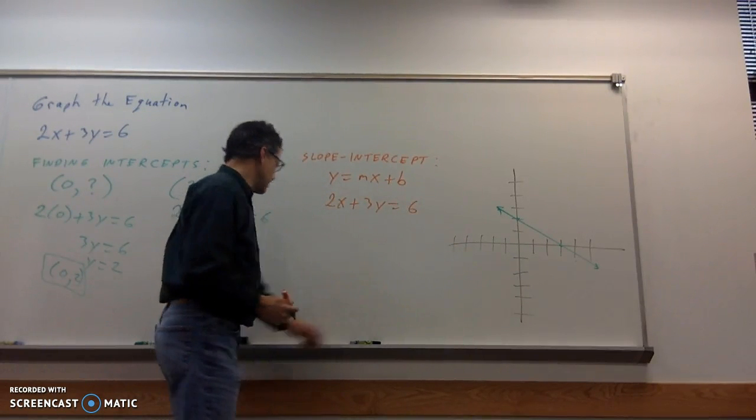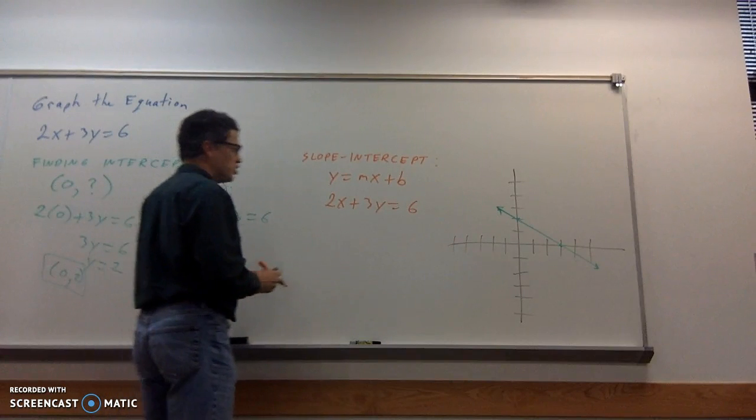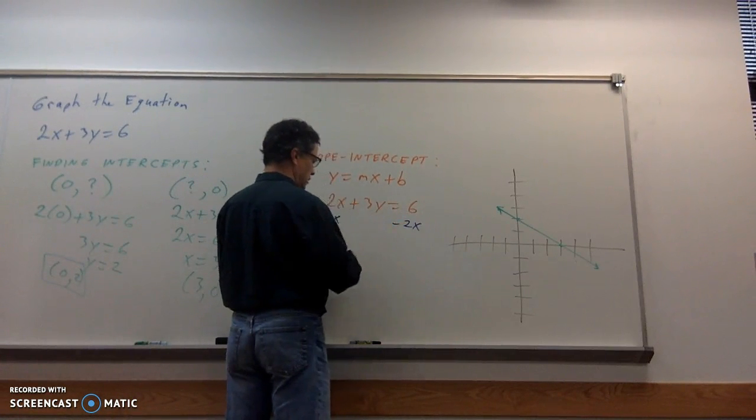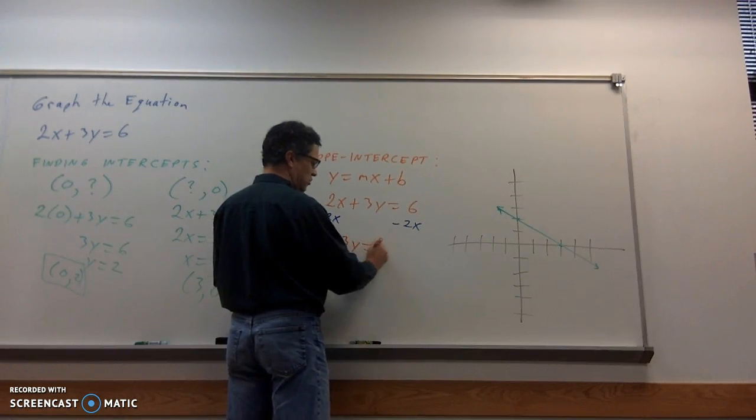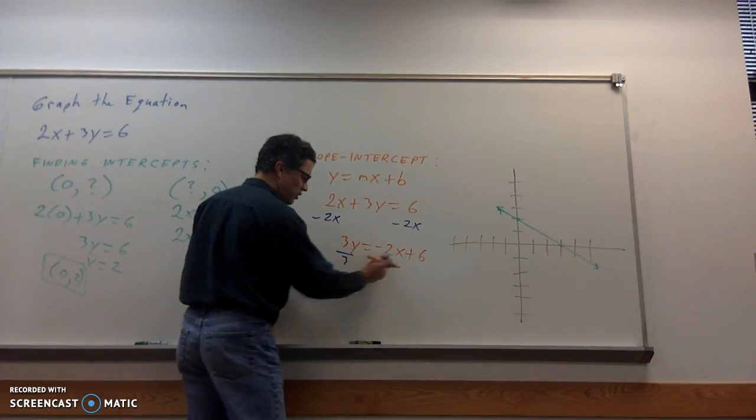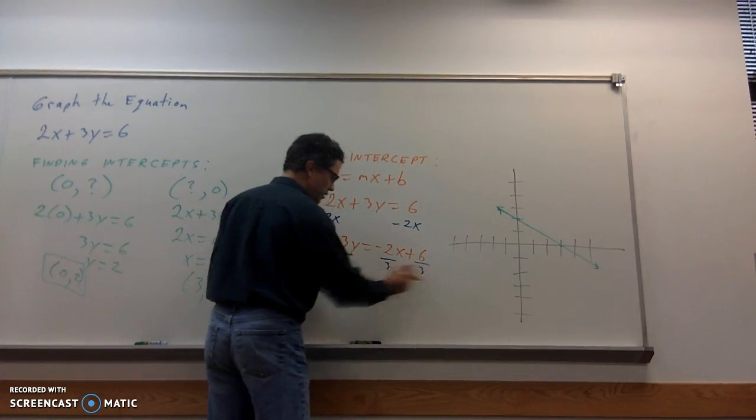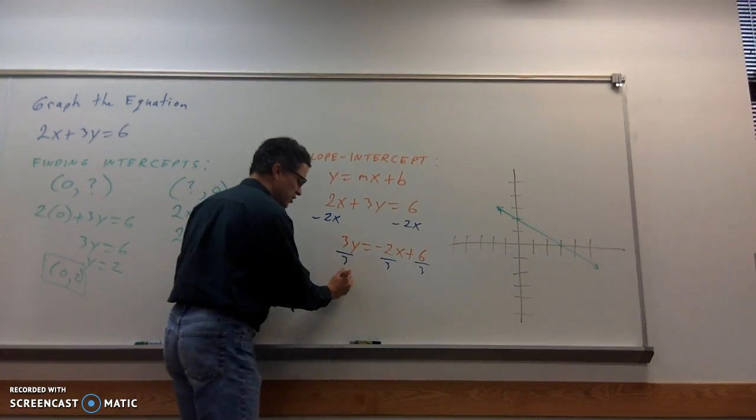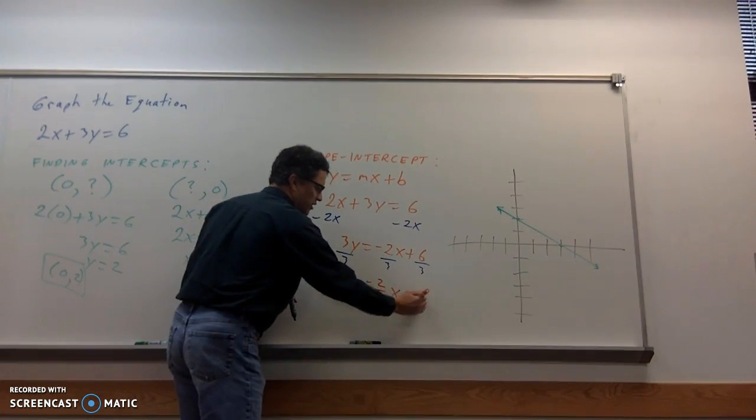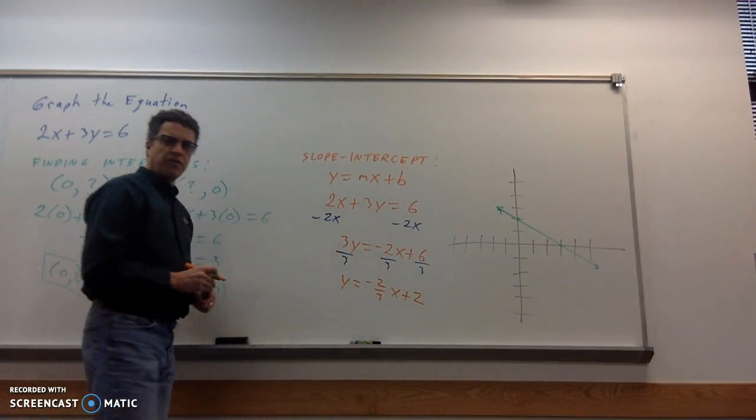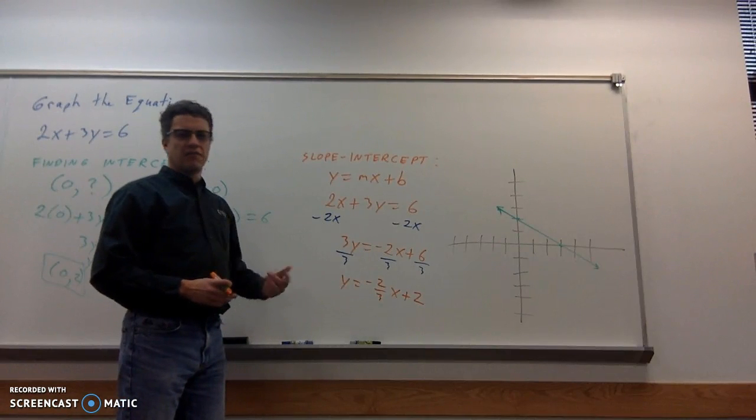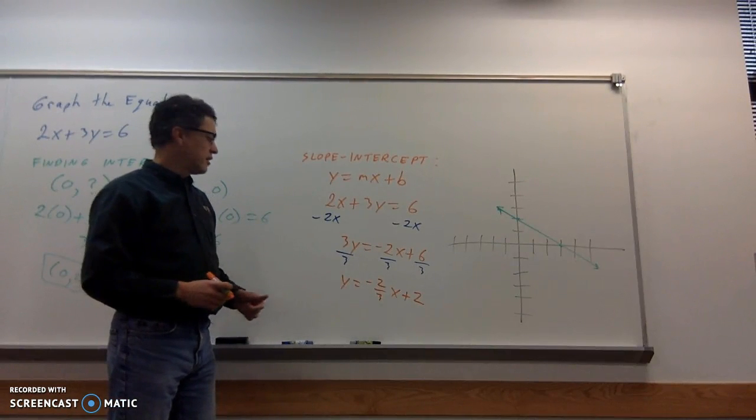We're going to subtract 2x from both sides. So 3y equals negative 2x plus 6. Now we'll divide by 3 everywhere, in all three terms. So y equals negative 2/3 x plus 2. Now if you look at my 3.4 video, I talk about how to get a slope, but we've got to figure out how to work with the slope, okay?